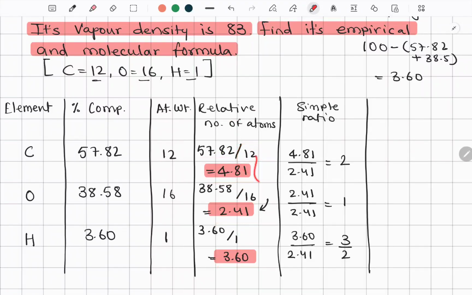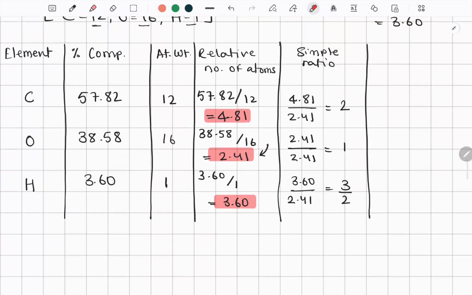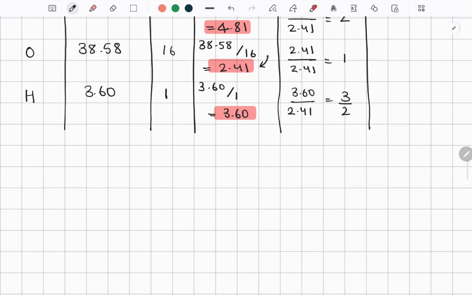Out of all those values, you have to select the smallest one, which is 2.41 over here. After that, you divide all the numbers by 2.41, or by the smallest value, whatever you get. Then you get the simple ratio. Now let's proceed further.